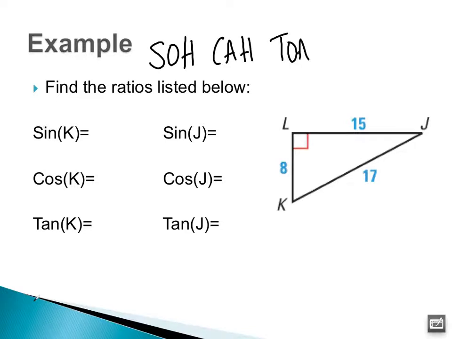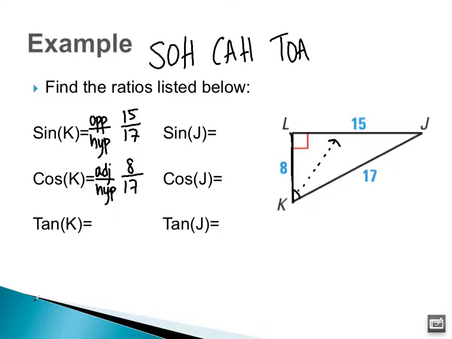So write SOH CAH TOA. Okay, so sine of K is going to be whatever side is opposite K as compared to the hypotenuse. So here's our K. The side opposite that is 15. So this is going to be 15 over the hypotenuse, which is 17. Cosine is adjacent over hypotenuse. The side adjacent to K is this one right here, the 8. And then the hypotenuse is 17 again. Tangent is opposite over adjacent. So the opposite is still 15, and the adjacent side is 8. So these are your three answers.